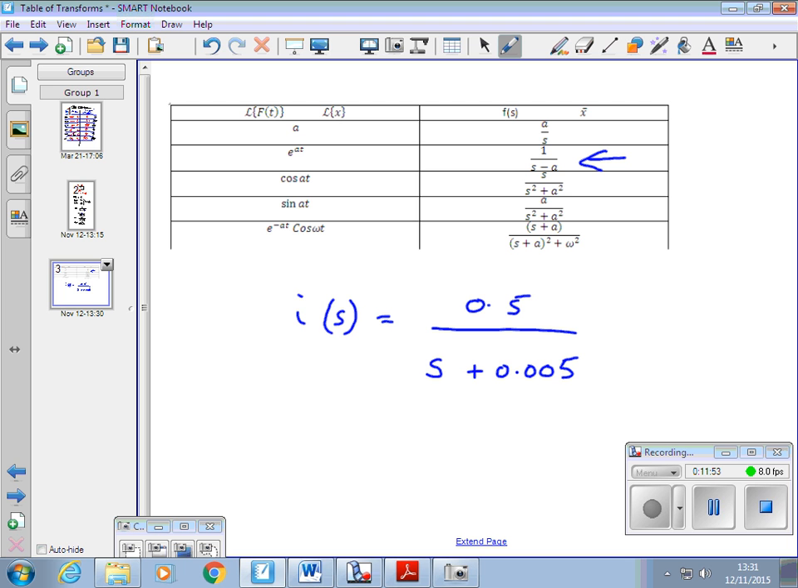Making every attempt to make my 5s look like 5s and my S's look like S's. And now we can compare that with this. e to the AT equals 1 over S minus A is the transform that we're using.